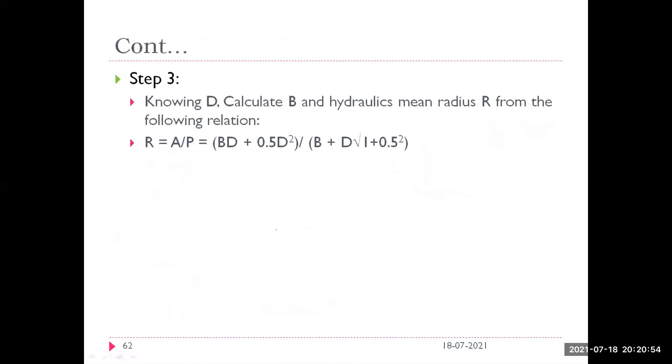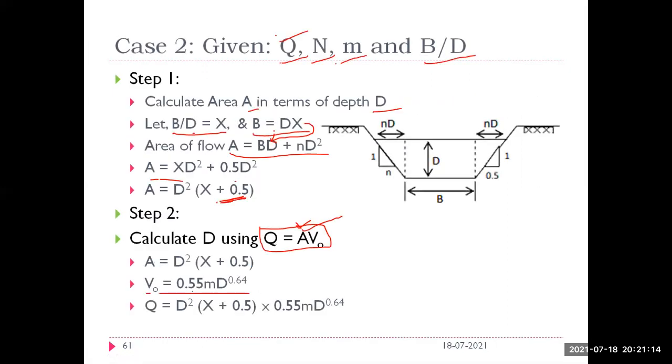And after calculating the depth, what is step number 3? You will know the depth, so calculate B. You have to calculate the width of the channel and also the hydraulic mean radius, using the relation R is equal to A by P. In the previous step you will be getting D here, so substitute this in the equation B is equal to D into X. You will get the width also.